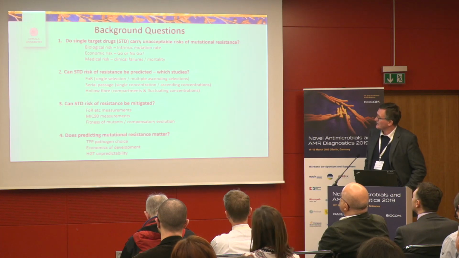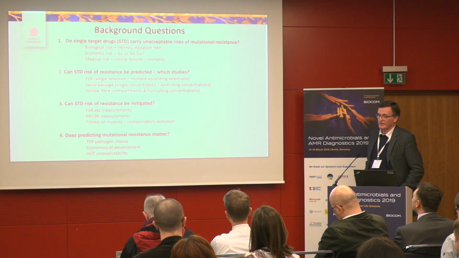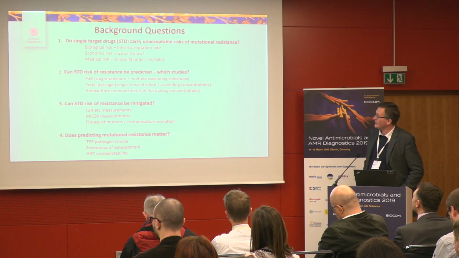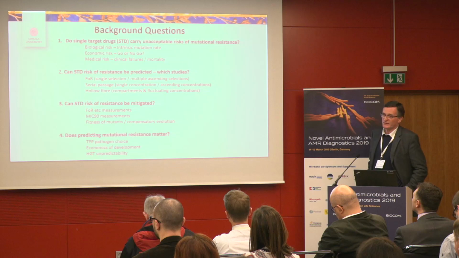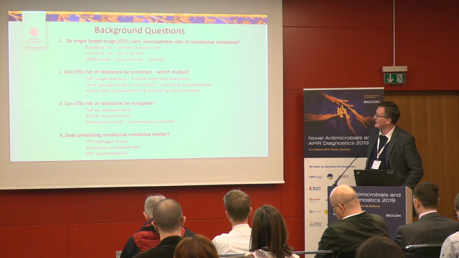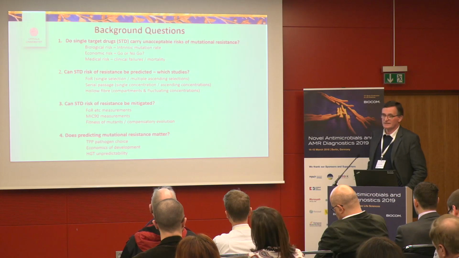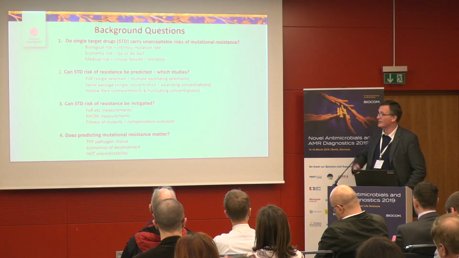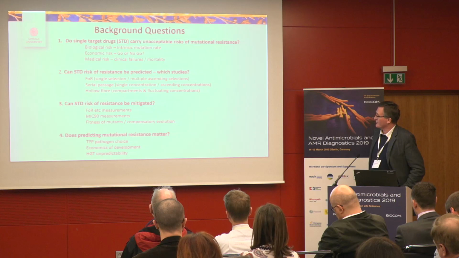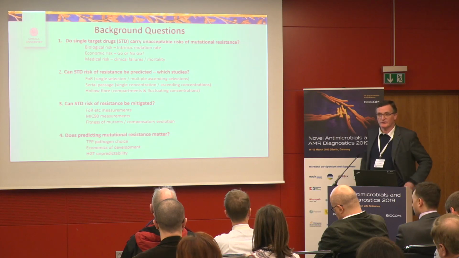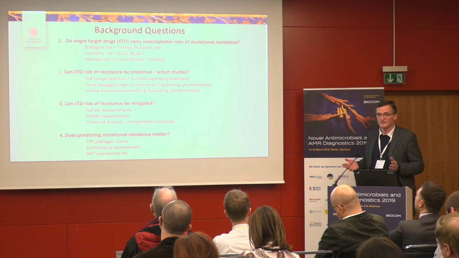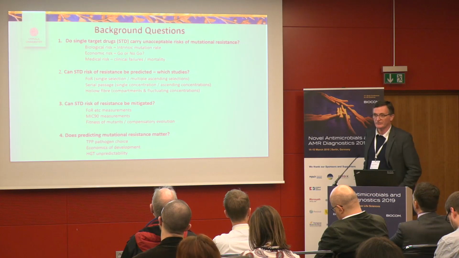The big question: can you predict resistance, and what studies should you use? Well, Michael has gone over many of these. Frequency of resistance. You can have single selections at different concentrations. You can have multiple ascending selections. You can do serial passages. Again, you can vary this. You vary the concentration. You can have ascending concentrations. You can vary the population size. All of this is going to influence the outcome of the experiment.